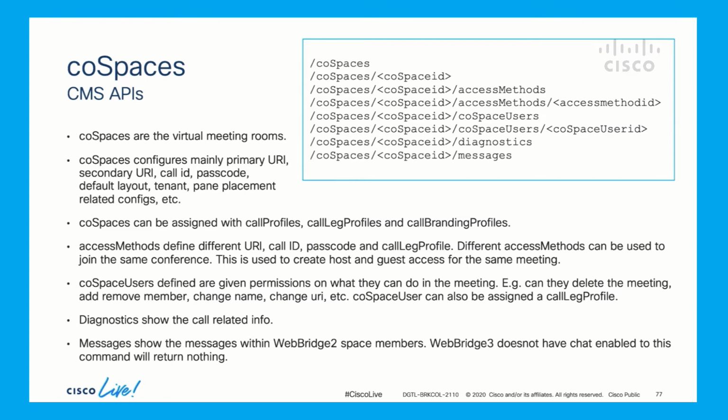CoSpace users can define the in-meeting permission for a certain user. Permissions to add, delete a member, delete the CoSpace, etc. CoSpace users can also be configured with a call leg profile, which also defines the same permissions but for generic meeting participants and not specific to a user. Diagnostics show the active meeting related info. Messages show the chat messages. This works for WebBridge 2 and not for WebBridge 3 as WebBridge 3 does not support the chat capability.